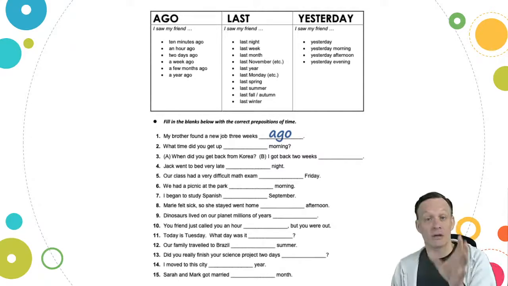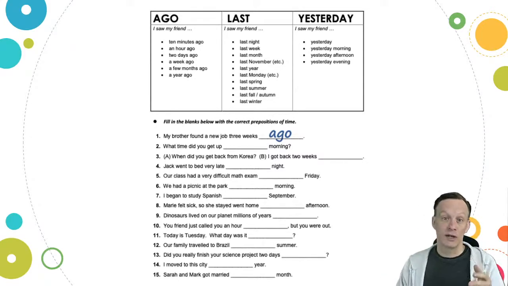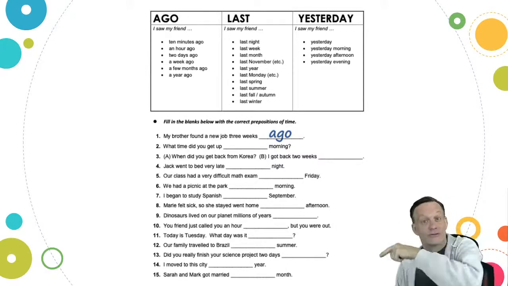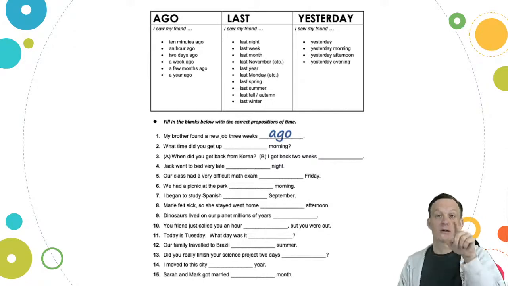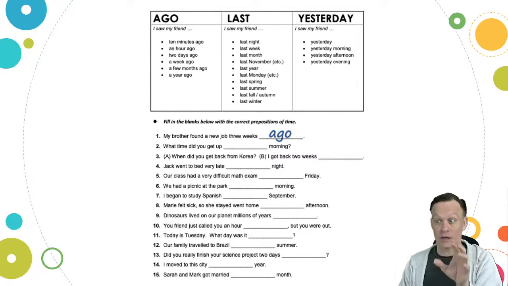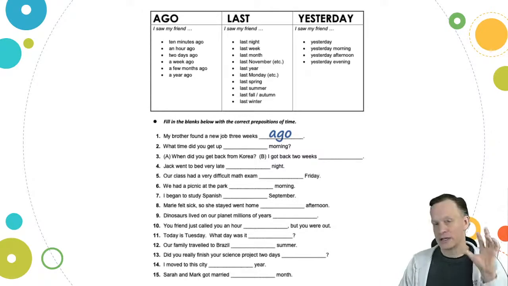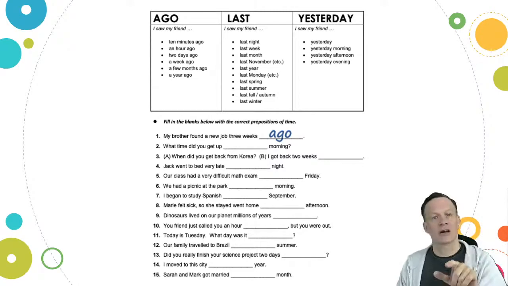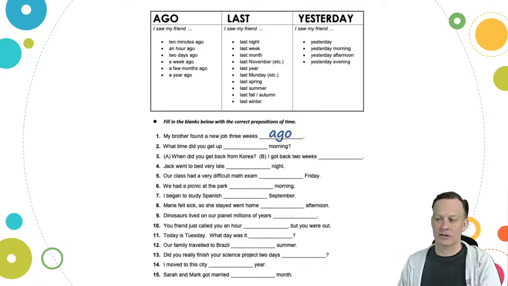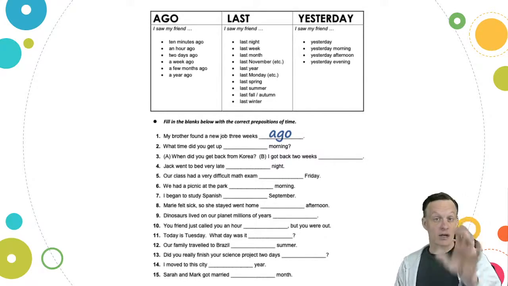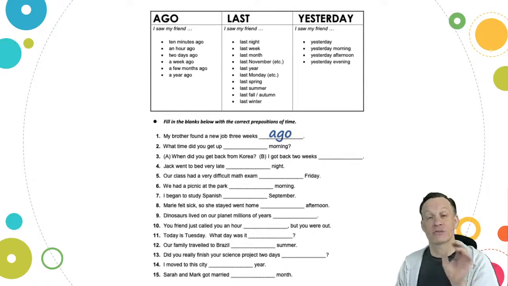All right. So look at number one. My brother found a new job 3 weeks ago. Okay, so ago goes after the time, 3 weeks ago. And I think that everybody understands or knows what it means to say ago, 3 weeks ago, right? As always, if you know how this works, just start answering. I don't have to give you the instructions. What I want you to do, if you're new, is to write in the number and the answer. You do not have to write the whole sentence.